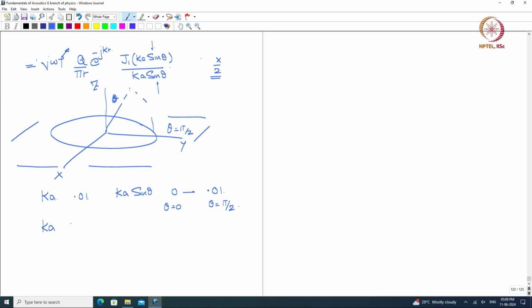Whereas if Ka happens to be, let us say 1000, then Ka sin theta goes from 0 at theta equal to 0 to 1000 at theta equal to pi by 2. Now the J1 function is an oscillatory function, oscillatory and decaying of course. And this is happening as a function of Ka sin theta.